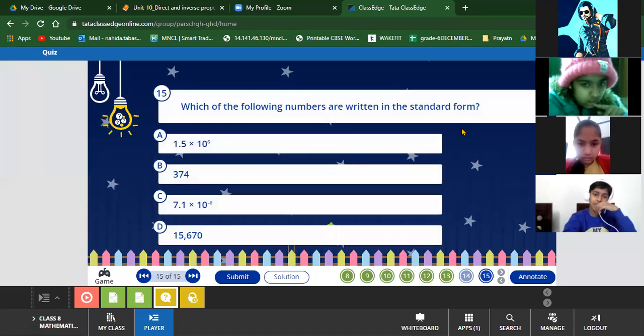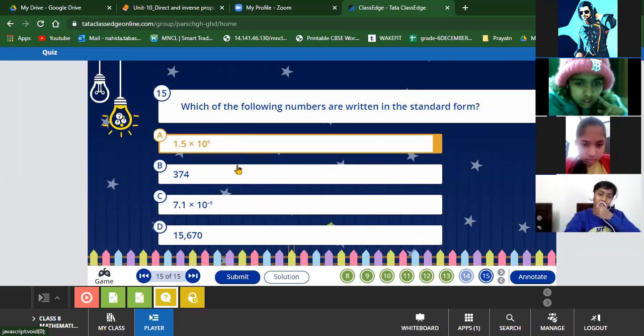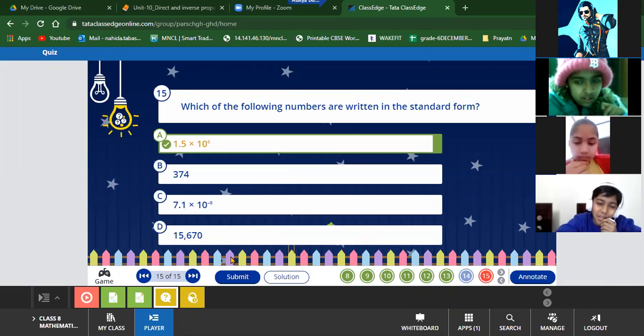Which of the following numbers are written in the standard form? It will be C or A. It is A. The power is negative, no? So I would consider the positive power as the standard form. Right? The minus is so small that it is not even visible. Okay.